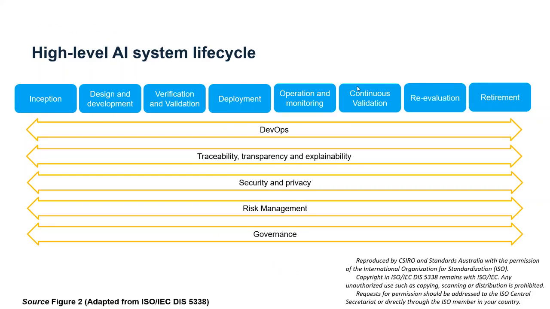But we know that if there's an agile element to development, if there's an iterative approach to how we bring this to life and then deploy, and there's ongoing monitoring, that there are many different cycles that need to line up. DevOps, looking at issues of traceability, transparency, explainability, security and privacy, absolutely in today's world, risk management from what it does, and also governance. This diagram is taken directly from the standard we're talking about, ISO IEC DIS, which means Draft International Standard, 5338, which relates to the two standards that Rosalind was talking about a moment ago.